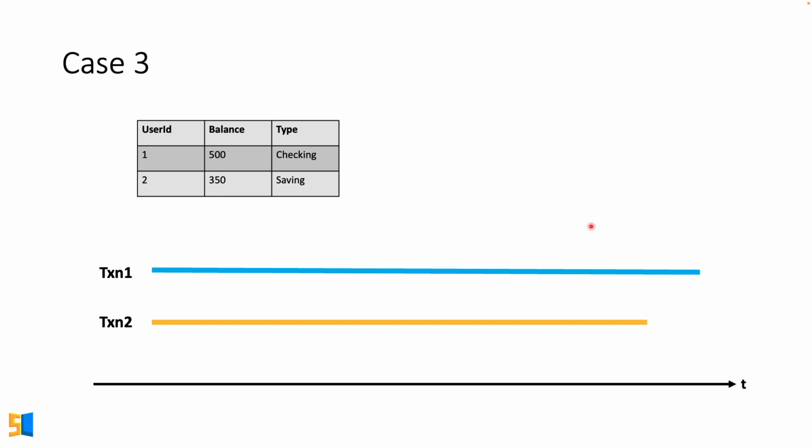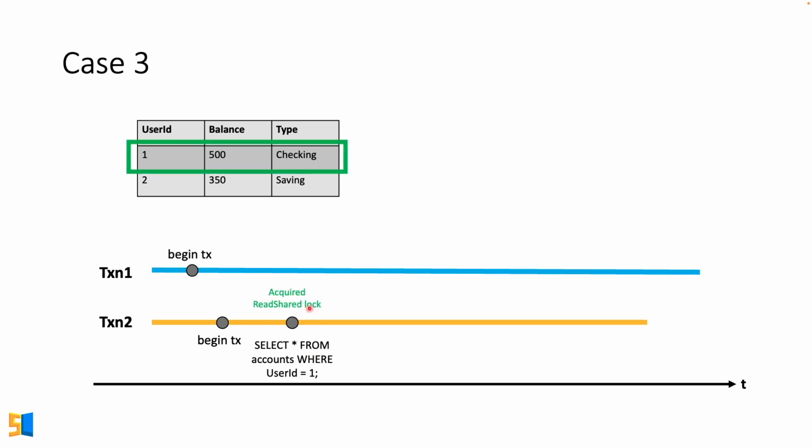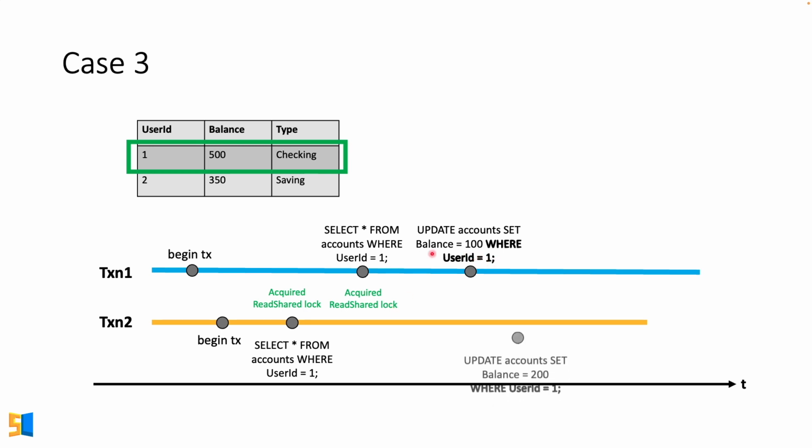The last one, case 3. Transaction 1 begins the transaction. Transaction 2 begins a transaction. Transaction 2 does select star from accounts where user ID 1, so it acquires a reader shared lock. Transaction 1 also does select star. It acquires a reader shared lock because a reader shared lock doesn't conflict with another reader shared lock. Transaction 1 tries to update. Transaction 2 also tries to update.